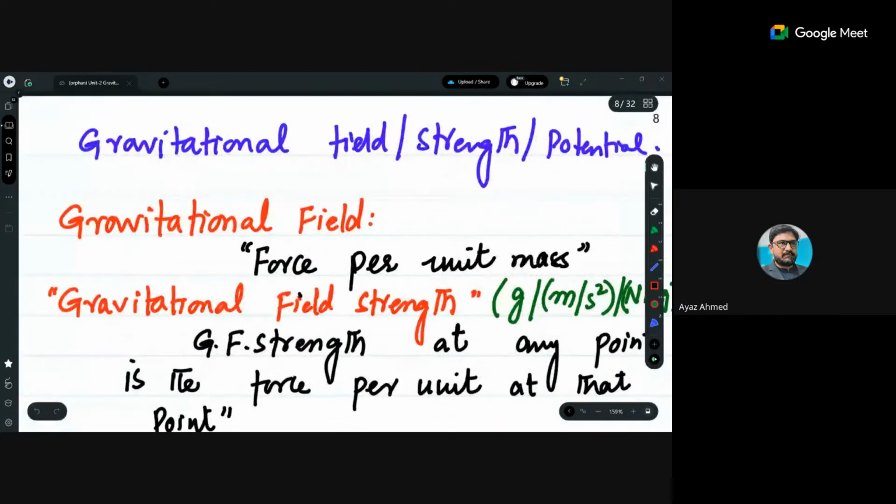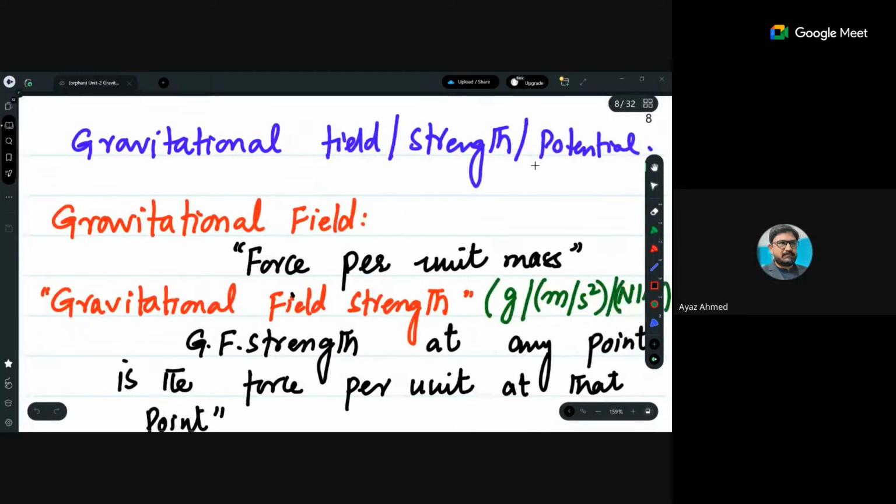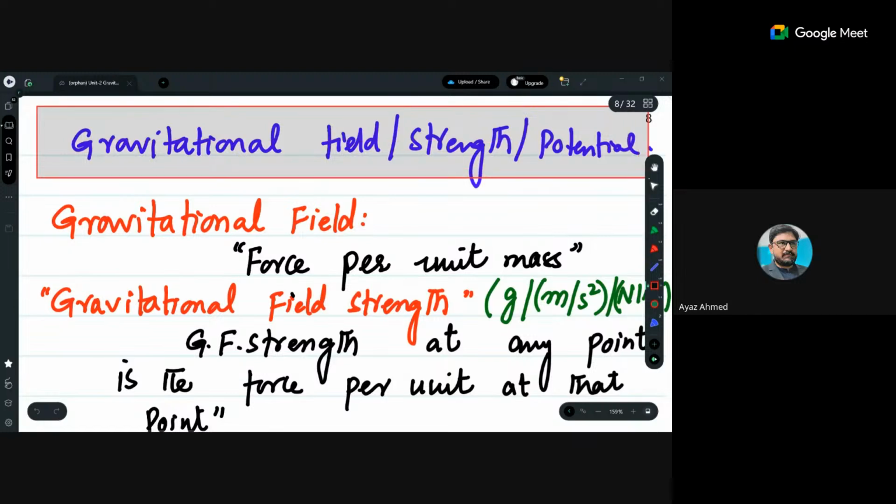अच्छा, the last discussion what we made in our topic was basically the gravitation force, and we have studied about the gravitation force. Right now we will talk about gravitational field strength and gravitational potential. First I will talk about gravitational field strength, and then I will reach the next topic.